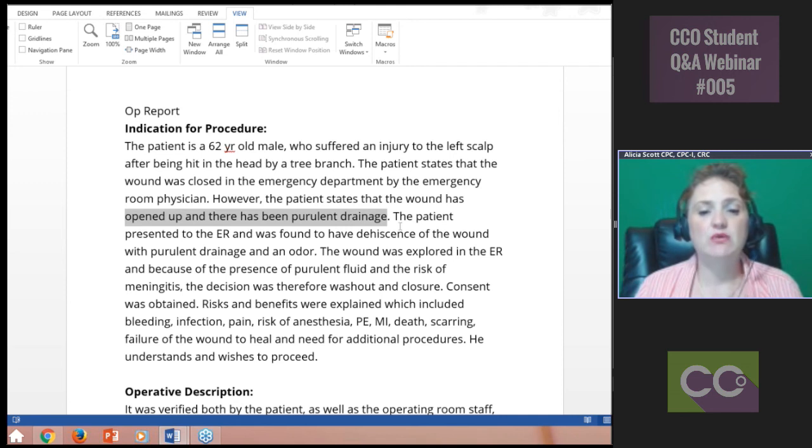So all sealed up, and it opened up, right? So usually, depending on how big of an opening, they'll pack it and let it heal from the inside out, and then you'll have a massive scar, right? Other times, that's not going to be a good thing to do, so they go ahead and they close it back up.